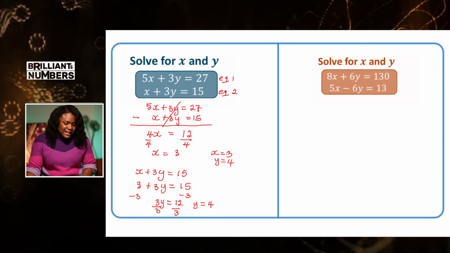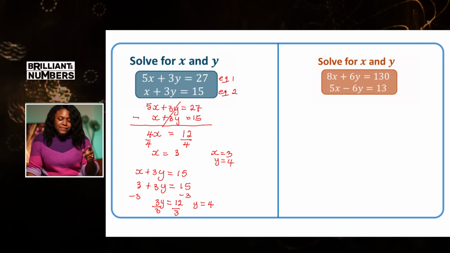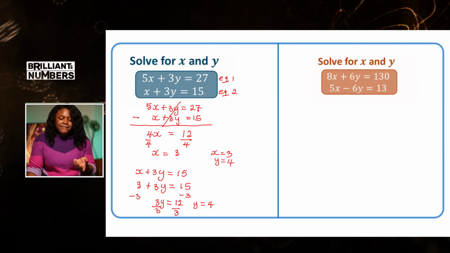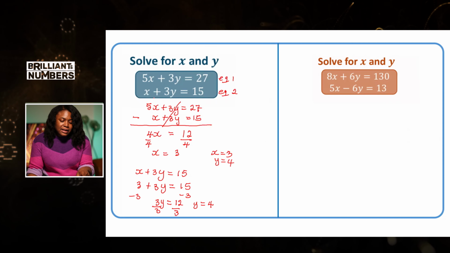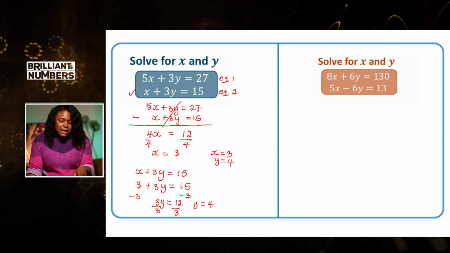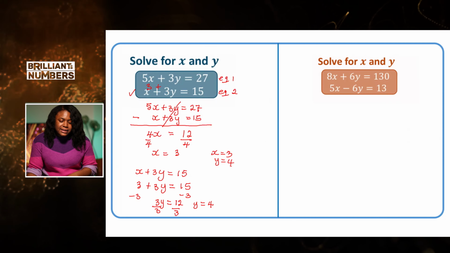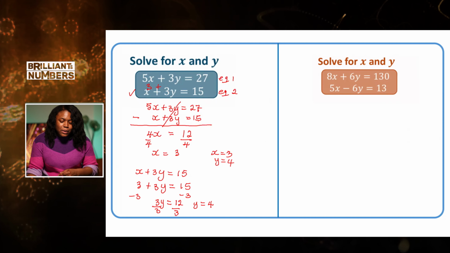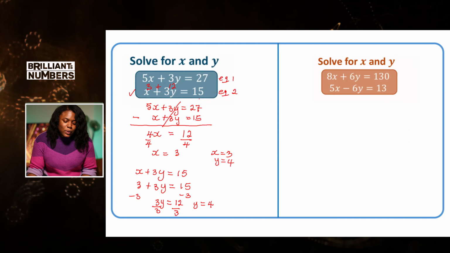And I can quickly check to see if that's true by simply substituting both of them into the equations and seeing if I get the answer on the right. So if x is 3, then for equation 2, it's going to be 3 plus 3 times y, y is 4, 3 times 4 is 12. I can see 3 plus 12 is 15.